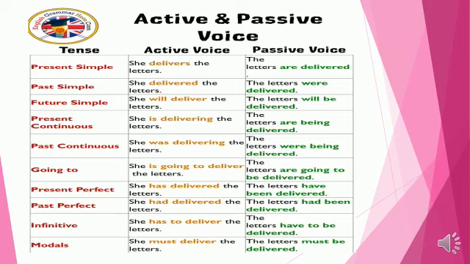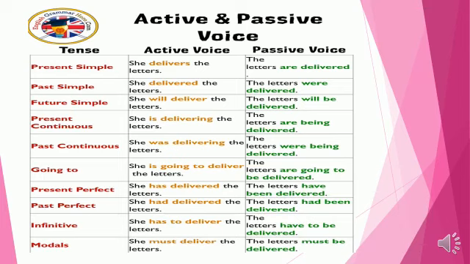Future simple, she will deliver the letters. This is a future, so the letters will be delivered. Will be delivered. Present continuous. She is delivering the letters. It will be the letters are being delivered. Past continuous. She was delivering the letters. The letters were being delivered. Going to. She's going to deliver. The letters are going to be delivered.